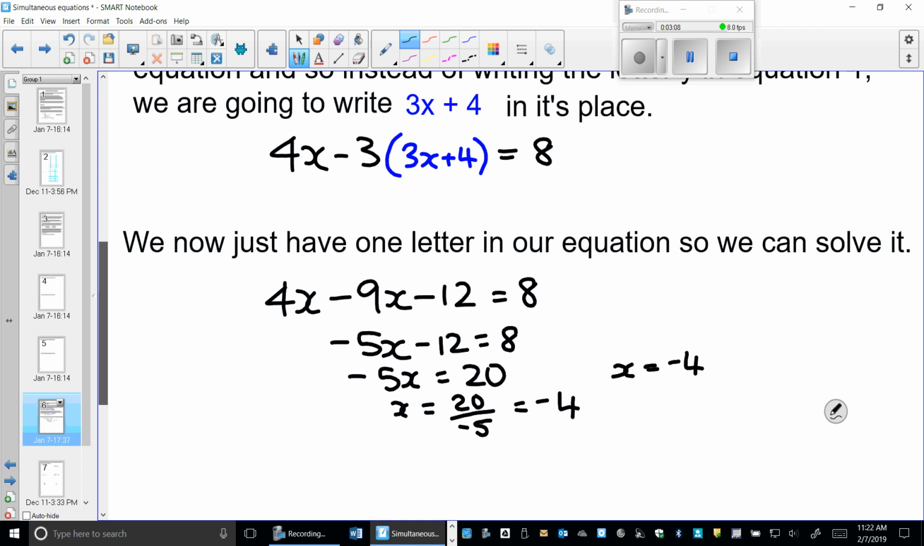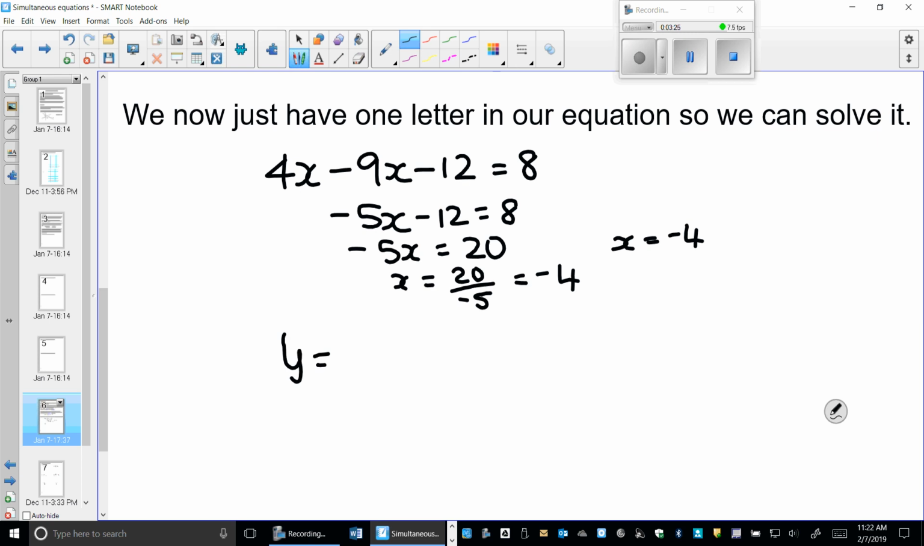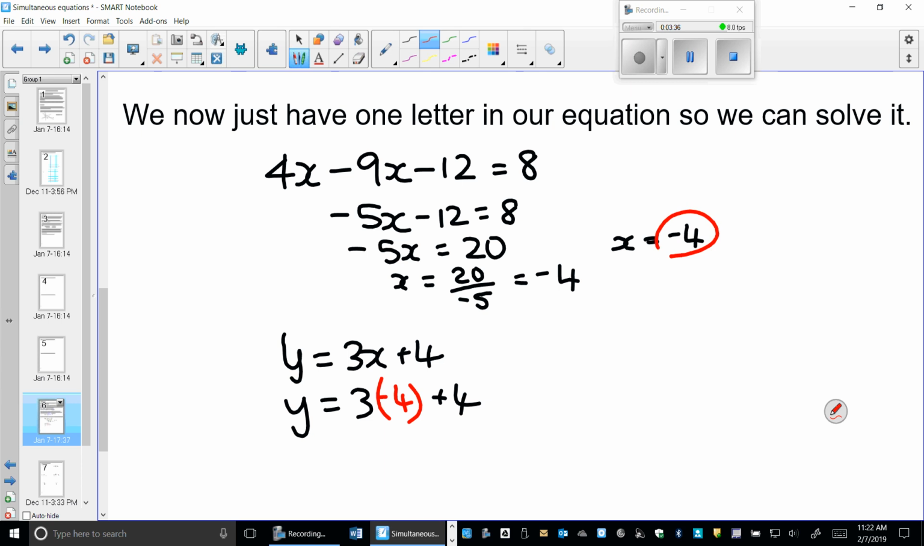Can we just say that we've finished our question? No, because what do we have to do now? Substitute that back in to find y. And our expression here is already nice and straightforward because it's a rule for y. So y is 3 lots of x plus 4. So y is 3 lots of negative 4 plus 4. I've got that from here. So y is negative 12 plus 4, which is negative 8. So y is negative 8.